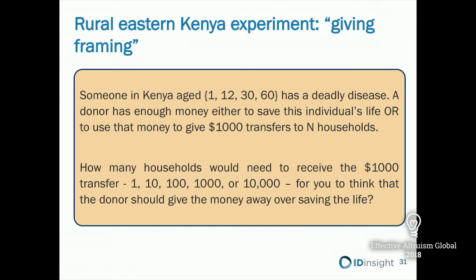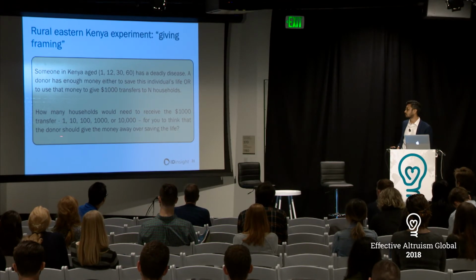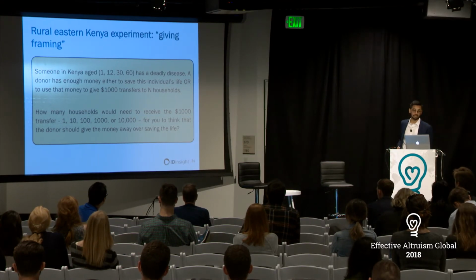So we asked this question, which a lot of donors face. Imagine that someone in Kenya has a deadly disease. A donor has enough money to either save this individual's life or use that money to give $1,000 transfers to a bunch of households. How many households would need to receive this $1,000 transfer, anywhere between 1 and 10,000 households, for you to think that the donor should give the money away rather than saving the life?